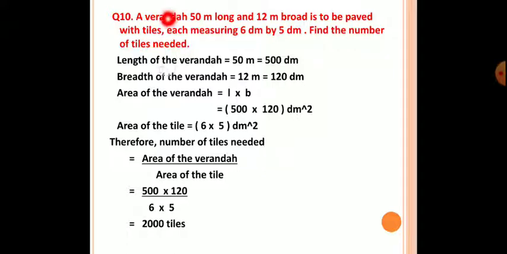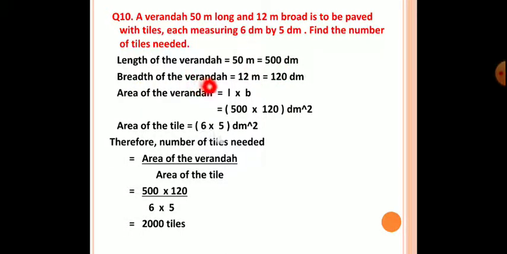Question number 10. A veranda 50 meter long and 12 meter broad is to be paved with tiles, each measuring 6 decimeter by 5 decimeter. Find the number of tiles needed. So length of the veranda is equal to 50 meter. Now converting meter into decimeter, there's a multiple of 10. So 50 into 10 will get 500 decimeter.